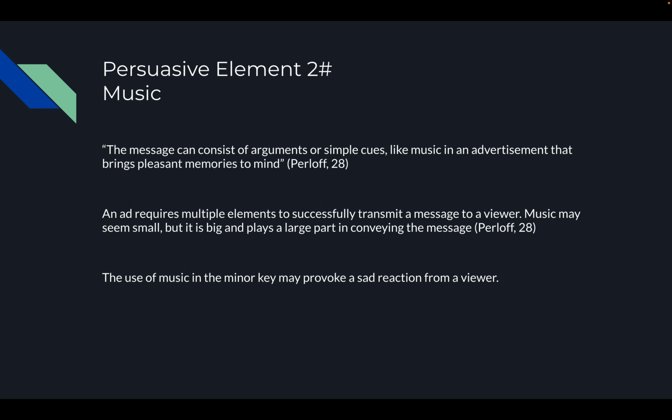So, persuasive element number two, which is actually number three, I put them in the wrong spot in the slide deck. Whoops. We're taking another quote from Perloff earlier in the textbook: "The message can consist of arguments or simple cues, like music in an advertisement that brings pleasant memories to mind." Perloff 28.